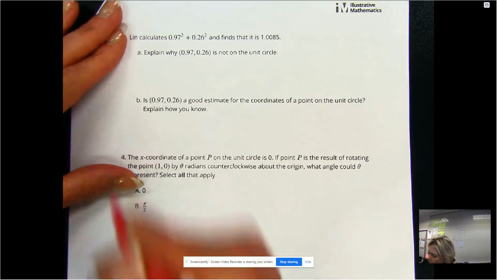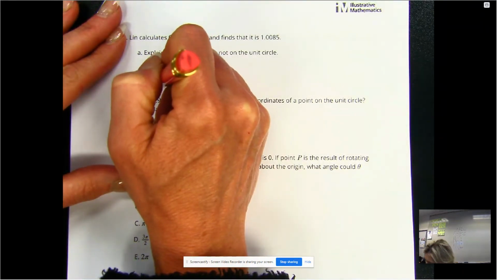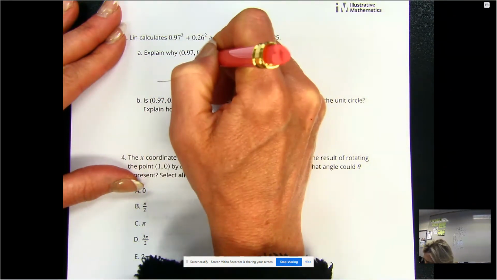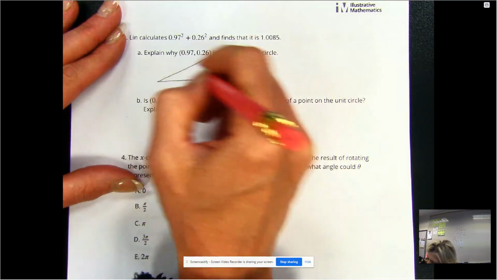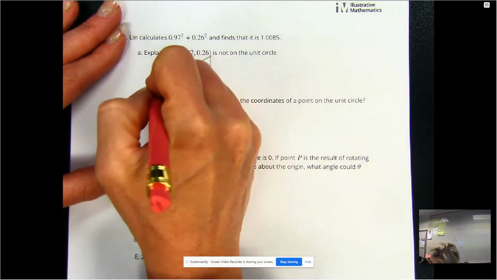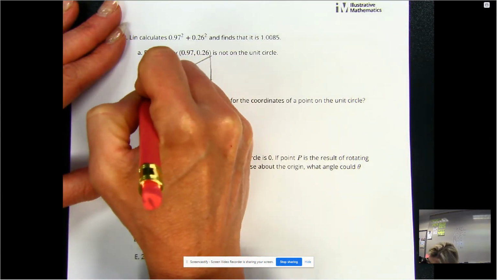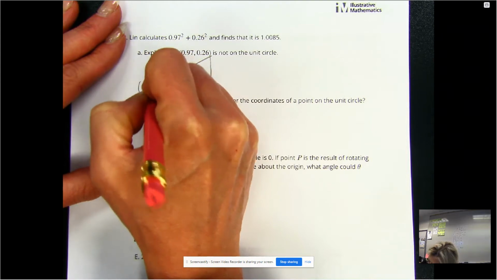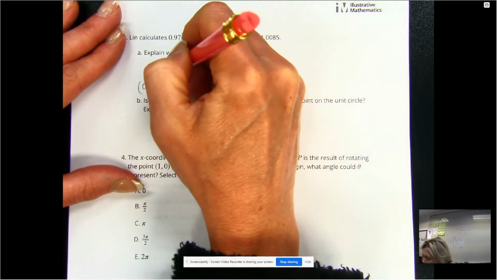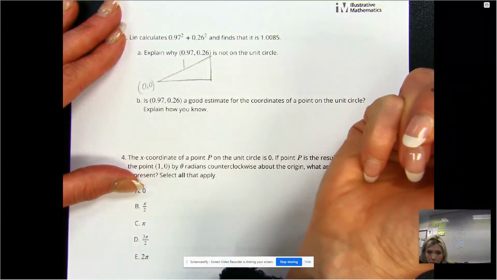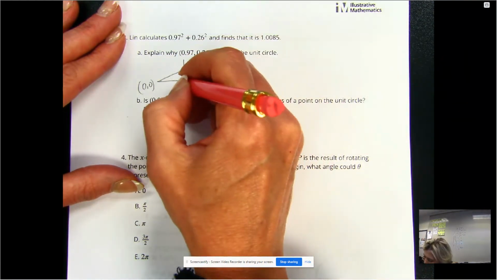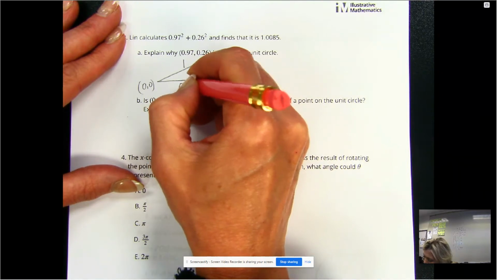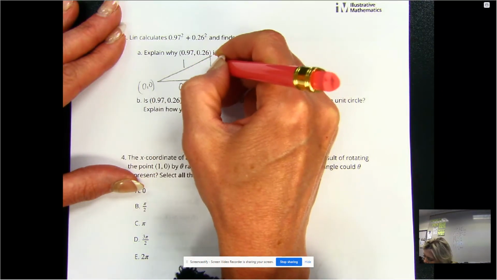So remember back to the unit circle, we found some coordinates we were estimating, knowing that this point here was at 0, 0. The hypotenuse is 1 because the radius of the unit circle is 1. So if this point was on the unit circle, this length would be 0.97 and this would be 0.26.